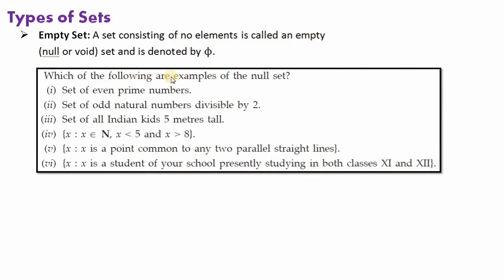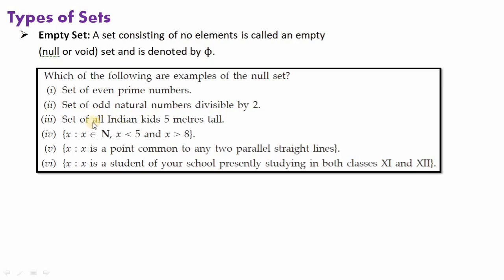Now let's take some example. Question says, which of the following are examples of the null set? Set of even prime numbers. Now do we have even prime number? Yes, we have. The only even prime number is number 2. So that's why we have at least one element, isn't it? So that's why this is not empty. Remember. Next is set of odd natural numbers divisible by 2. Now do we have any odd natural number divisible by 2? No, right? So that's why number 2 is empty set.